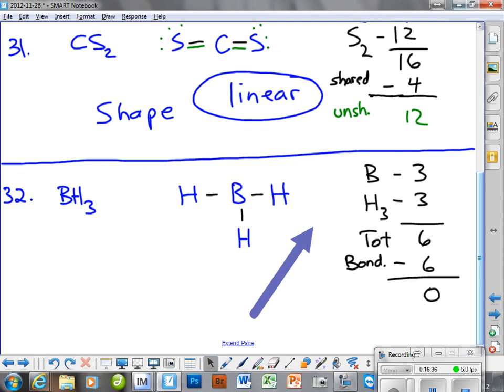Let's see if everything is correct. Boron is an exception. So boron is sitting here, and he has a total need for 6 electrons, not 8. So he has 2, 4, 6, and he's happy as could be in this molecule. Each of the hydrogens is hooked up to 2 electrons, and so they're all happy, and the total electrons in the molecule is 6, so it's happy.